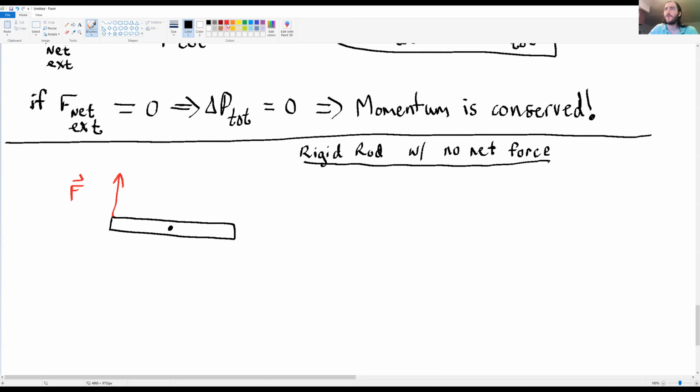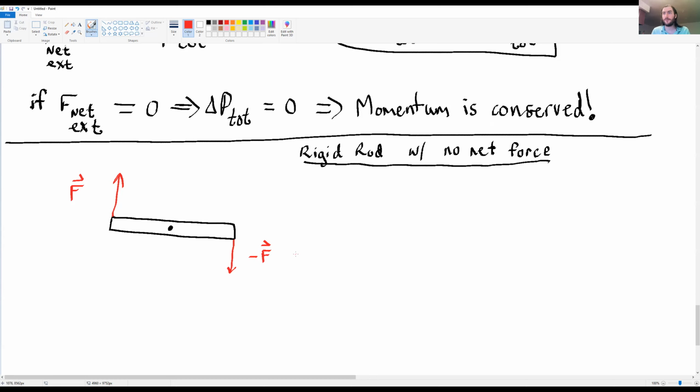Why is it no net force? Well, it's not no net force just yet, but we're going to make it no net force. If I apply a force in this direction, which has this magnitude, I could also apply a force in this direction over here of equal and opposite direction. So equal magnitude, but opposite direction.